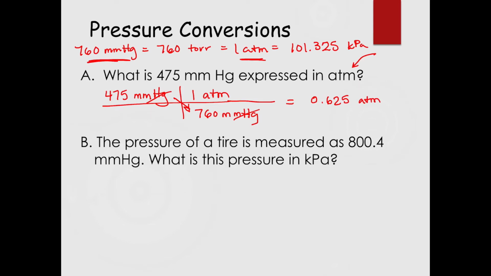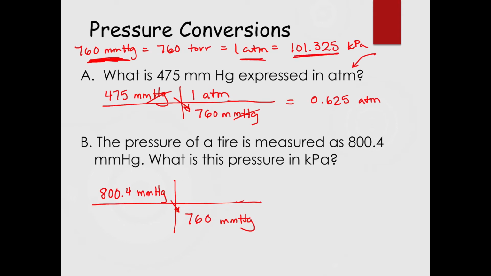Okay, so let's try another one. The pressure of a tire is measured as 800.4 millimeters of mercury. What is the pressure in kilopascals? So we start with 800.4 millimeters of mercury. Again, millimeters of mercury has to cancel millimeters of mercury, down and to the right. So 760 millimeters of mercury will go on the bottom. And we are trying to find kilopascals, so kilopascals will go on the top. That will be 101.325 kilopascals.